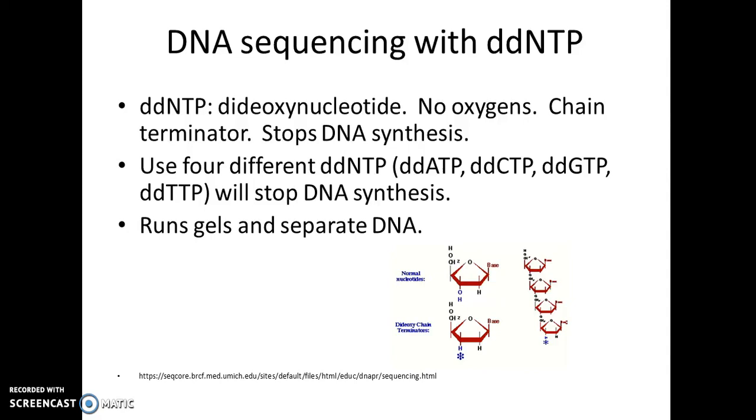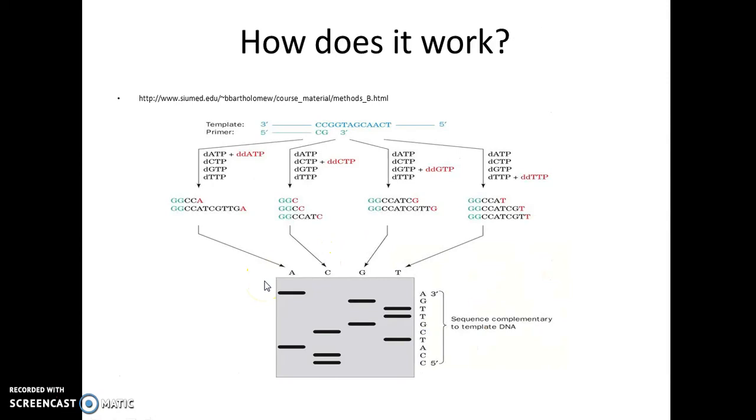So you will have 4 different wells. Each well will be a different dideoxynucleotide with regular nucleotides too. You run the gels and the DNA will separate. Right? So we have the A, the C, the G, and the T wells. In this one well, you will have dideoxy ATP and deoxy ATP. All the other nucleotides, you'll have DNA polymerase and primers.